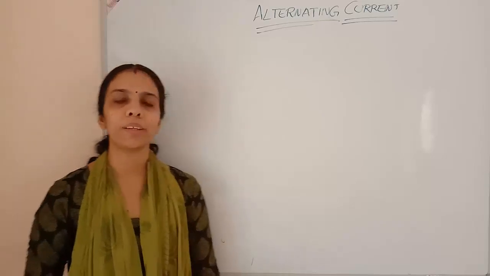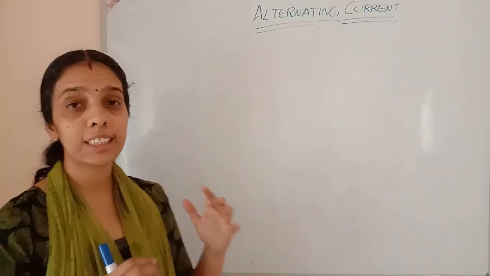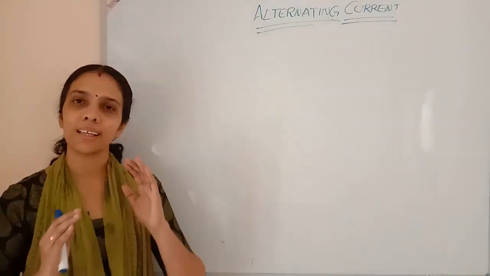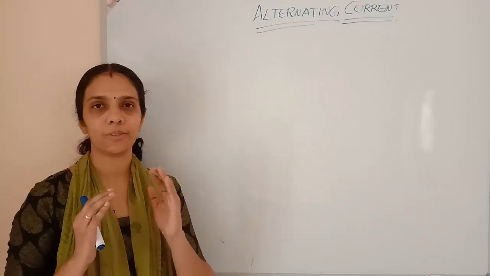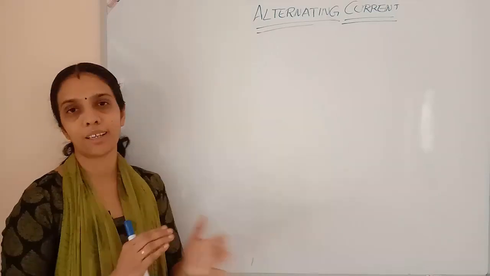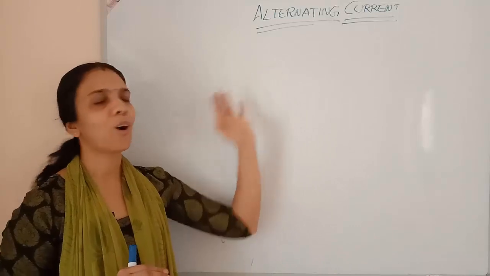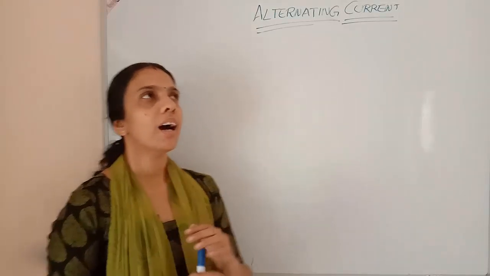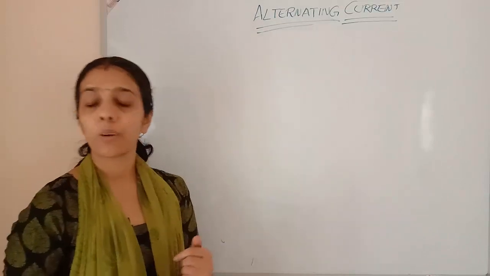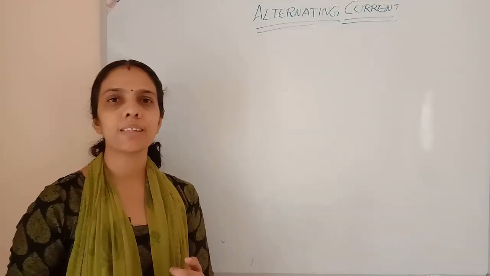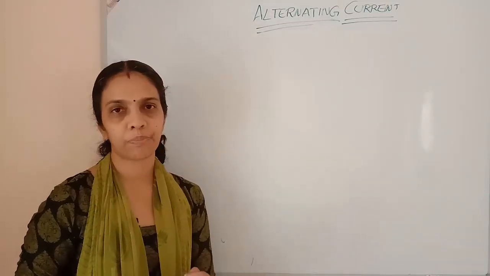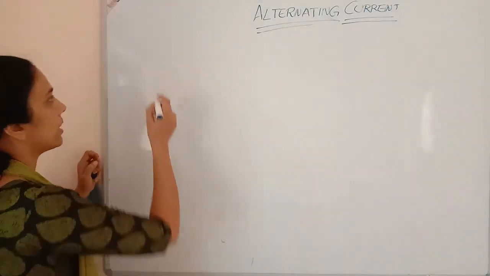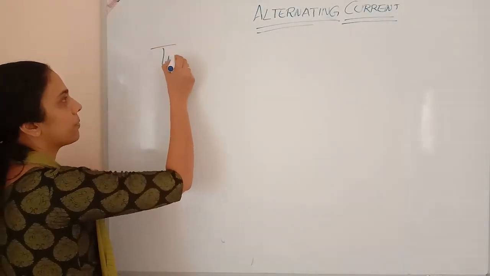In today's topic, we are going to discuss the alternating current chapter, the last part of the alternating current theory. Yesterday we learned about LC oscillations and power factor. Today we are going to study the transformer.